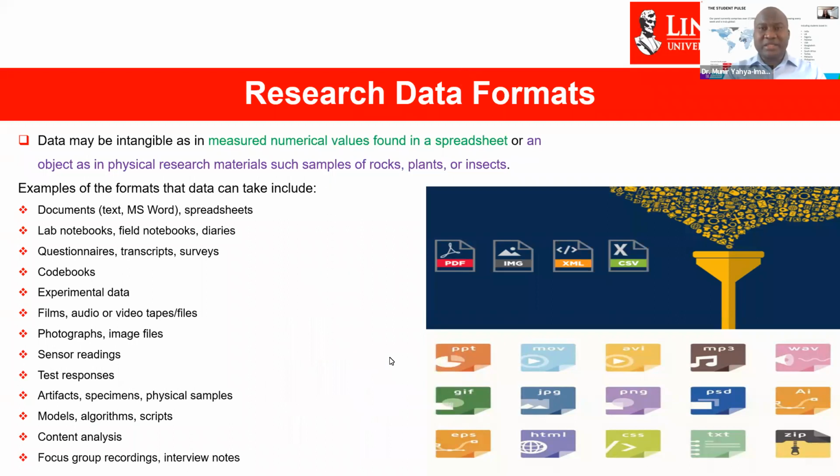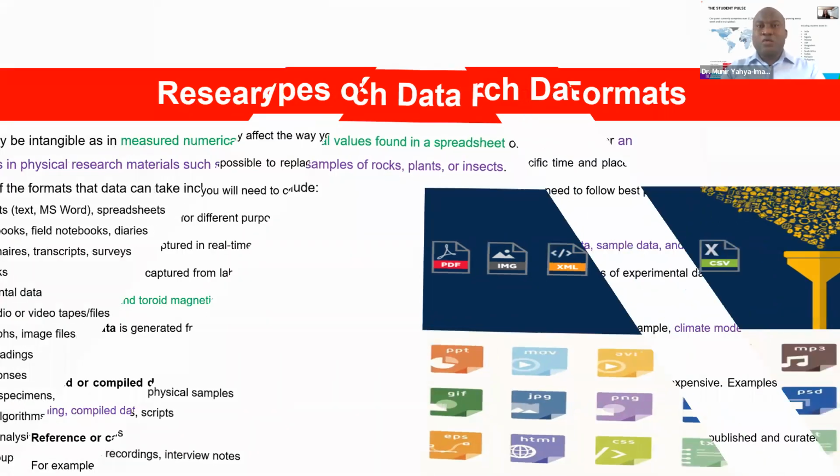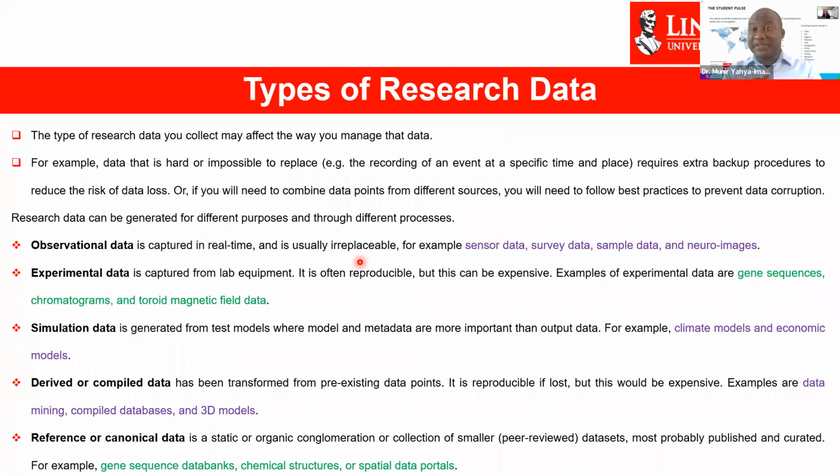Now, having said this, we have various types of research data. The type of research data you collect may affect the way you manage the data. Okay? Take, for example, data that is hard or impossible to replace. For example, the recording of an event at a specific time and place. Such data will require extra backup procedures to reduce the risk of data loss.